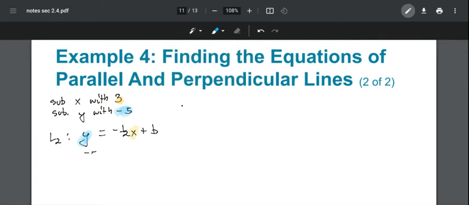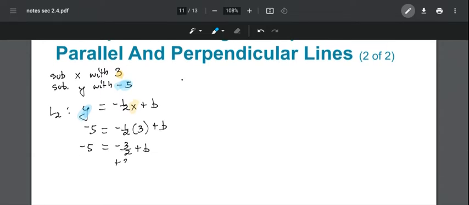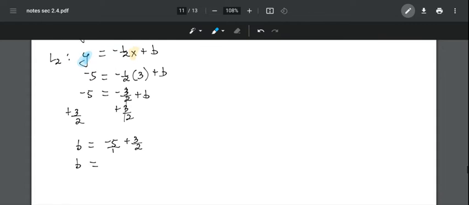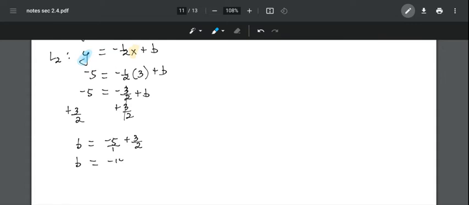So we have negative 5 equal negative 1/2 times 3 plus b. We have negative 5 equal negative 3 over 2 plus b. I will add 3 over 2 to both sides. And we're getting that b is equal negative 5 plus 3 over 2. So b is equal negative 5, it's the same as negative 5 over 1. So this is the same as negative 10 over 2 plus 3 over 2. b is equal negative 7 over 2. So now we have it.